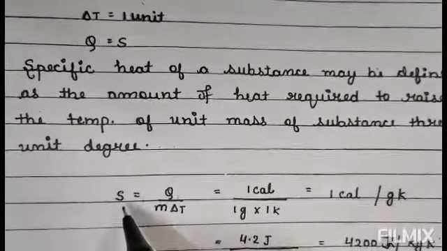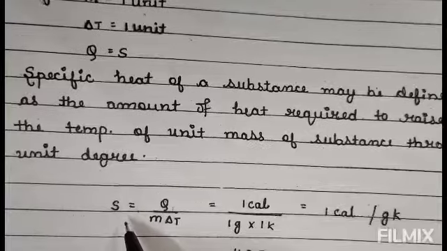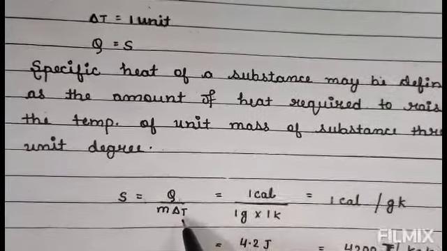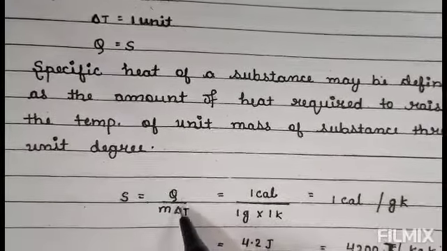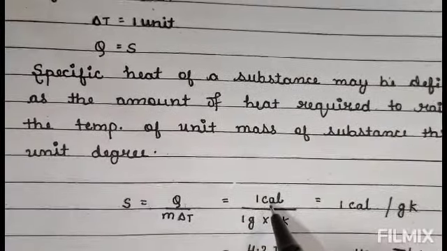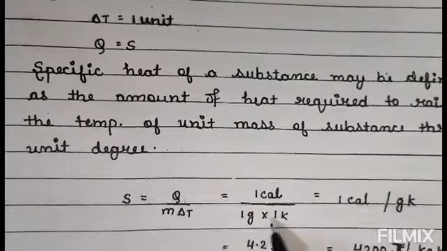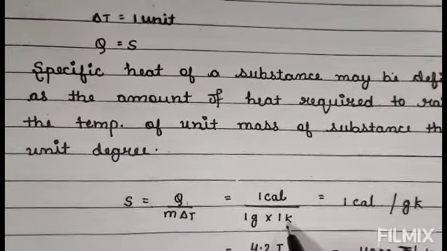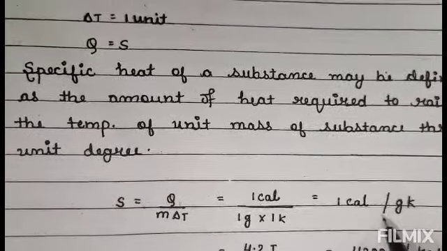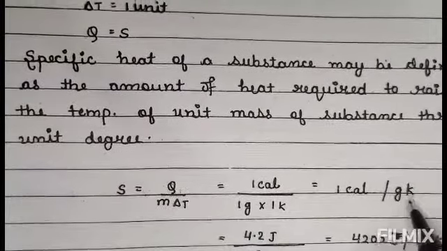Now specific heat S is given by this formula as we have derived, Q is equal to m s dt. So S is equal to Q upon m del T. The practical unit of heat Q is 1 calorie, m is in gram and del T is in Kelvin. So in this situation we can say 1 calorie per gram Kelvin will be the specific heat.